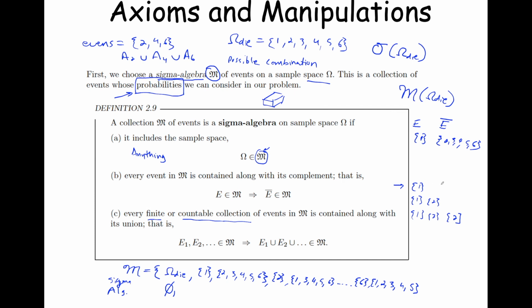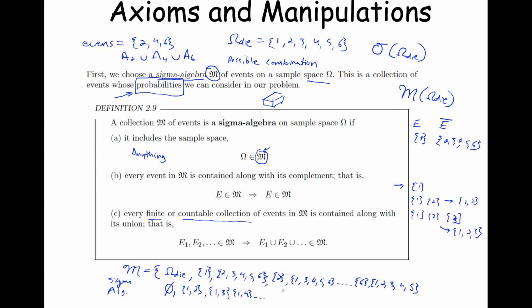So the 1 event union, okay, that's just the 1 event. The union of 1 and 2 is equal to the event 1, 2. The union of 1, 2, and 3 is the event 1, 2, 3. So what does that mean? We can have the singleton events. We can have the events that represent every 2 events from omega die, every 3 events, every 4 events, and so forth. So that means we have event 1, 2, event 1, 3, event 1, 4, etc. All the 2-way events.